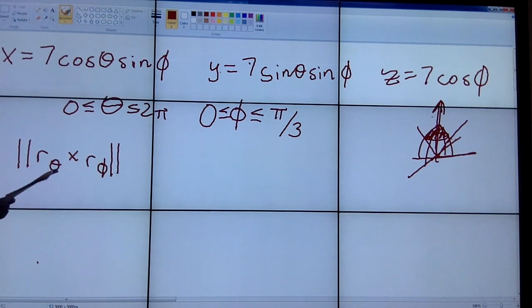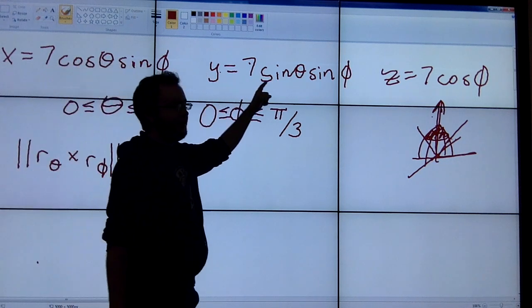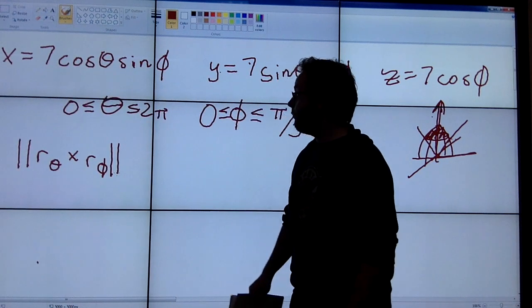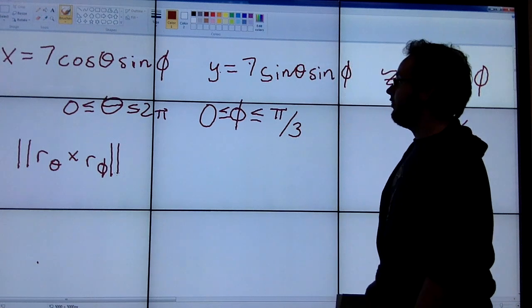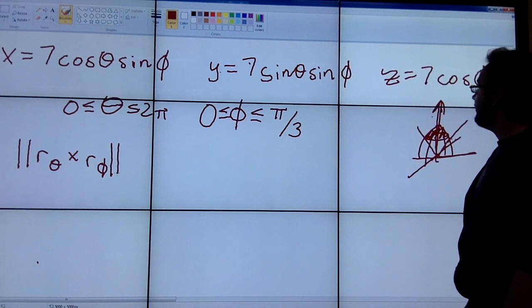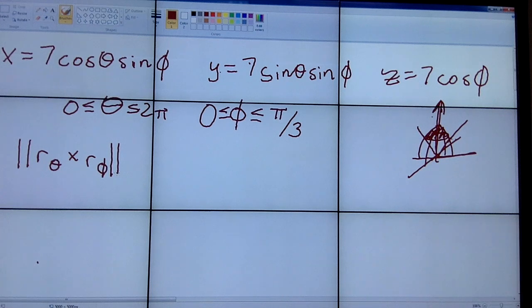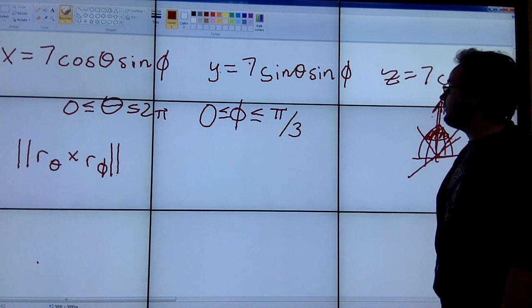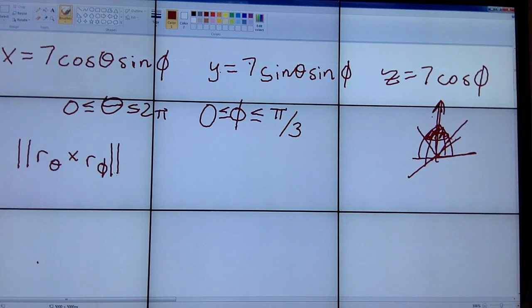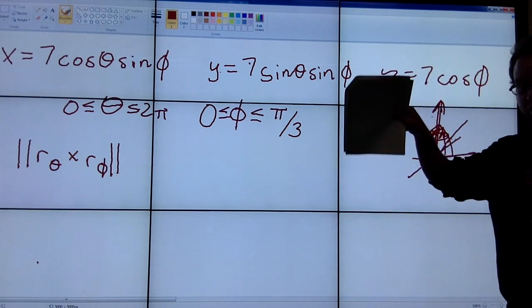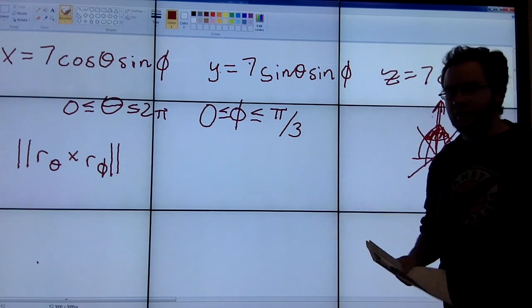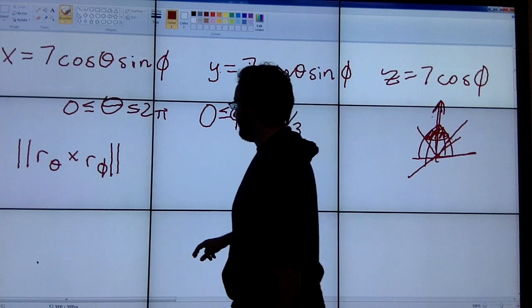Okay. I'm going to tell you this cross product is very, very disgusting. Because if I go through and take the derivative of this guy with respect to theta, my first row would be negative 7 sine theta sine phi, 7 cosine theta sine phi, and 0. My second row would be 7 cosine theta cosine phi, 7 sine theta cosine phi, and negative 7 sine phi, which then I'm doing some multiplication with, and I'm going to combine a lot of terms. Here's what this boils down to, though. Let me just give you the answer.